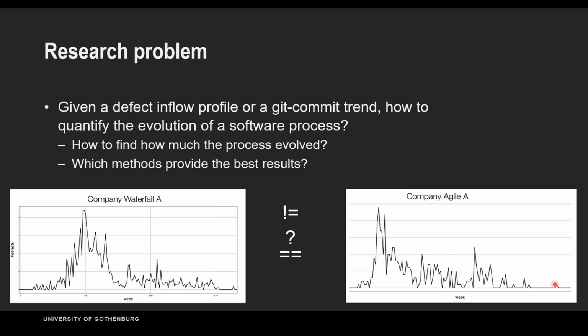So in our work right now, we have come up with a method to do this comparison that is robust to those kinds of changes. We basically addressed two research questions: how to find how much processes have evolved, which is a very interesting question in itself, and which methods provide the best results. Here we compare our new method with a number of different existing ones.